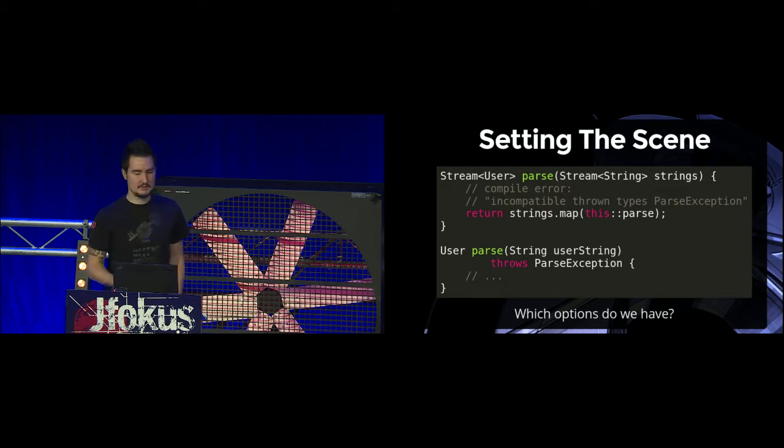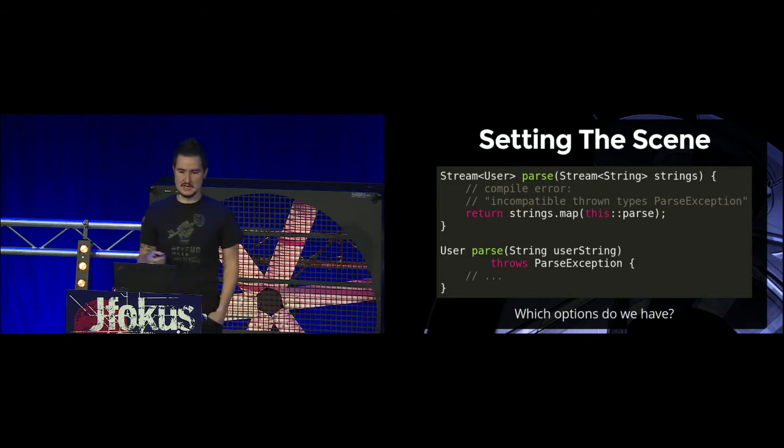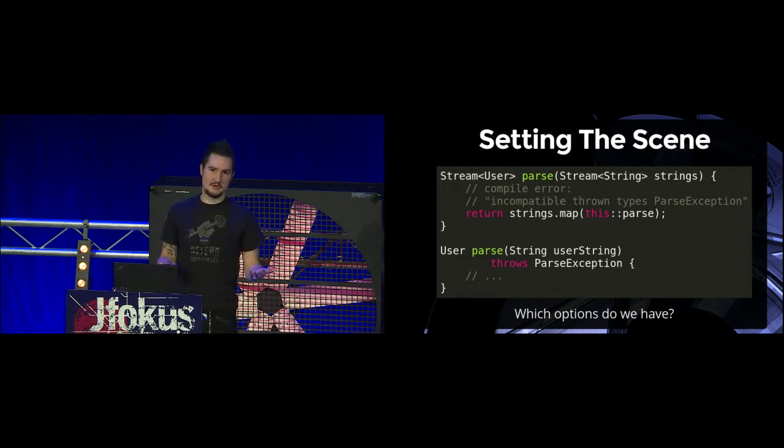So let's start with the problem. I have a method here that parses a user string to a user, but it throws a parse exception if something goes wrong. And then I have a method that, as we discussed earlier, gets a stream of strings, maybe from a file or whatever, and then wants to return a stream of users. So the obvious solution would be this, right? I take the stream of strings, map it to users, return it, done. But I'm throwing a checked exception, so this doesn't work.